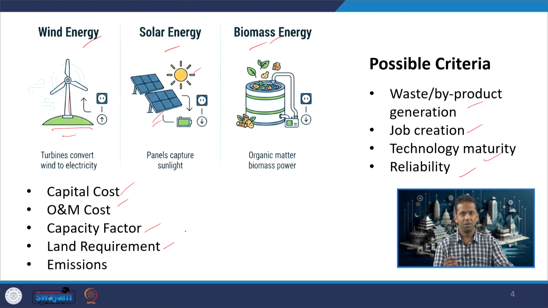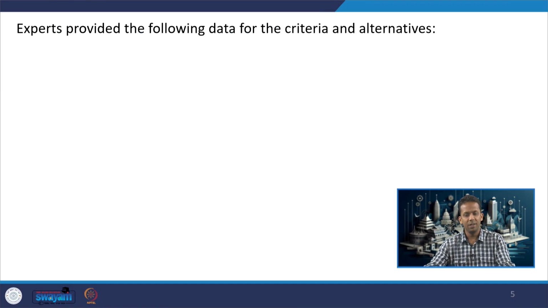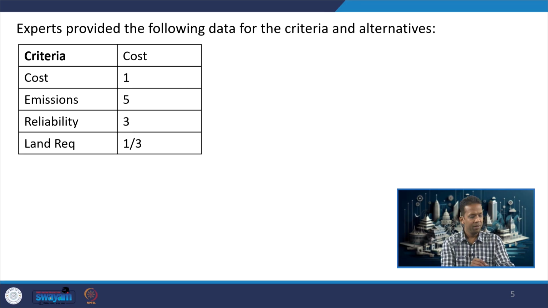Requirement of land, because it is in the city we are talking about, the emissions, resource availability, whether we have all these three resources available or not, grid stability, social acceptance, water use, scalability, and there can be many more criteria. You can go on listing down, but just for the sake of this numerical, we have chosen only 4 criteria for these 3 alternatives, and for those 4 criteria the data collected from the experts are given here. For cost, emissions, reliability, land requirement, it is 1, 5, 3, 1 by 3.